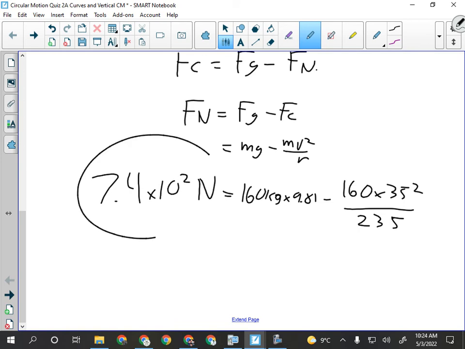Okay, does that answer make sense given the situation? It is certainly less than the actual weight of the motorcycle. Okay, so yes, it does make sense. The person should feel lighter traveling over the top of a vertical circle at speed. Okay? All right, is that making sense to everybody?